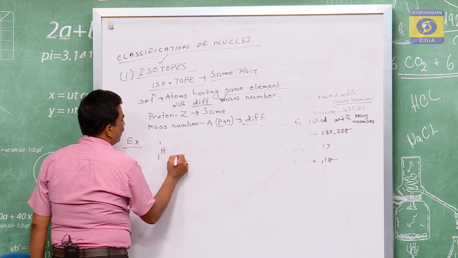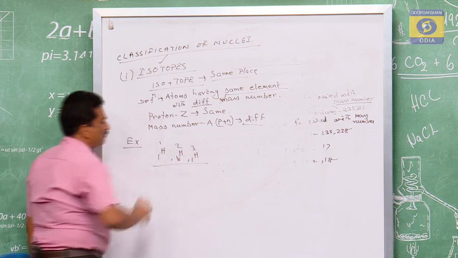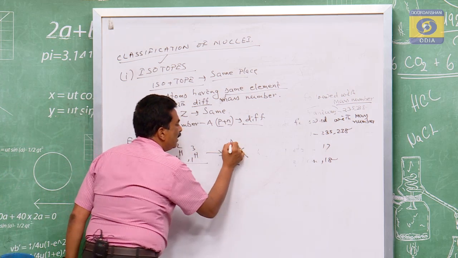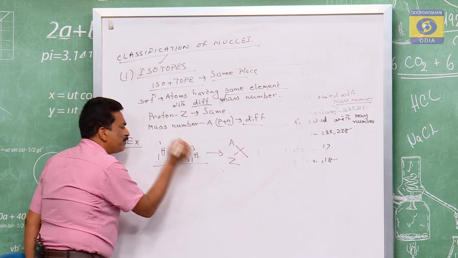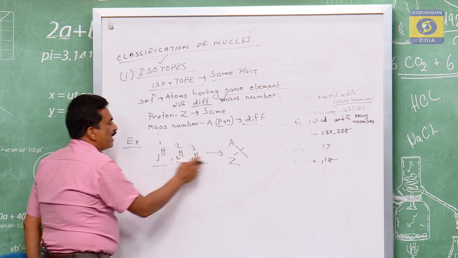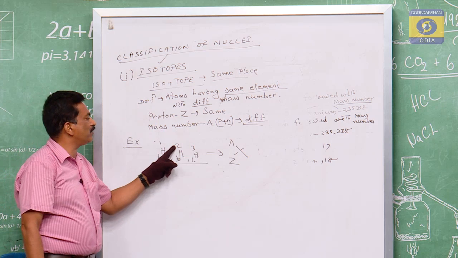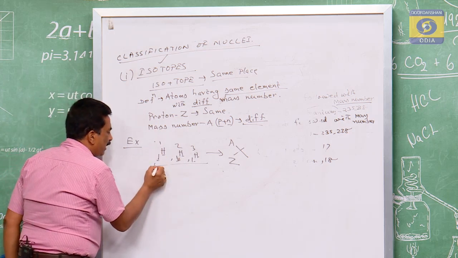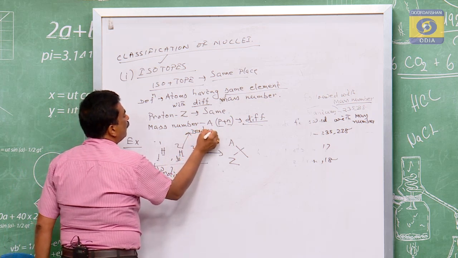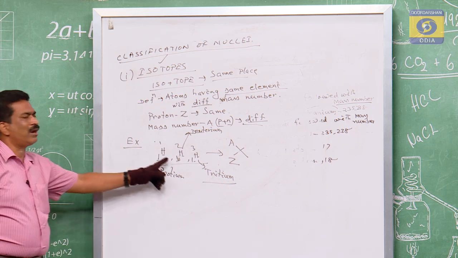Let us now go to an example: 1H1, 1H2, 1H3. This is the symbol, which is written as X with Z and A. Z is the same here, so the mass number is different. Here the mass number is 1, here it is 2, and here it is 3. This 1H1 is known as protium, this 1H2 is deuterium, and this one is tritium. This is one example of isotopes.